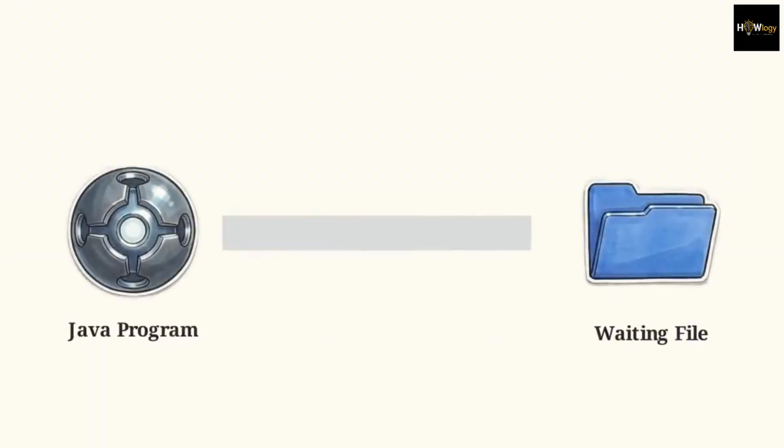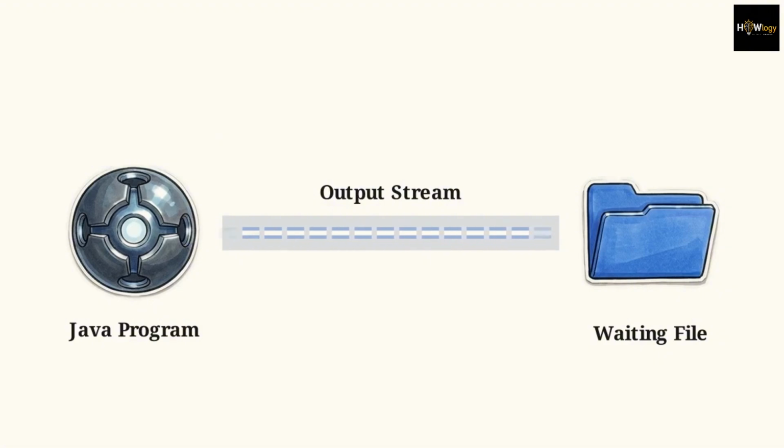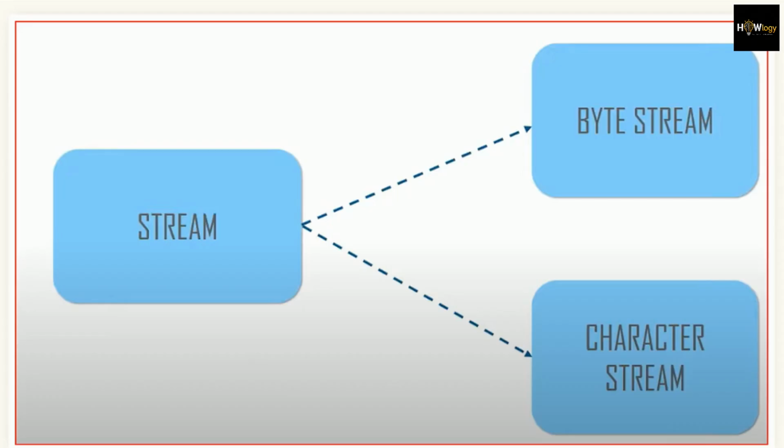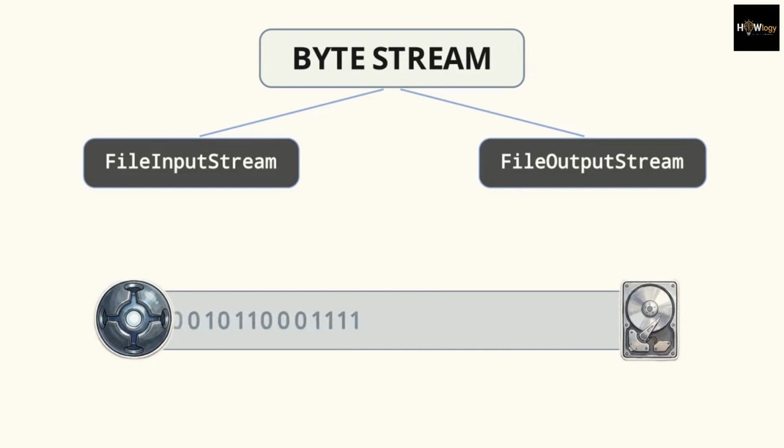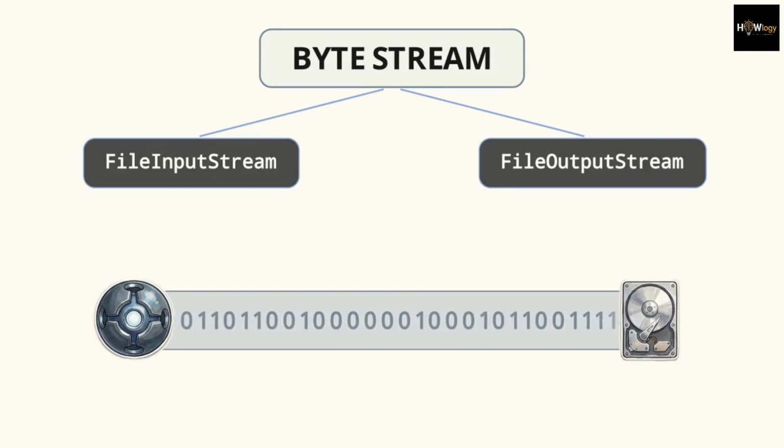To move the data, we open a stream. A stream is a continuous flow of information moving from the program into that waiting file. This diagram shows how Java organizes that flow. It splits streams into two distinct categories, depending on the payload being transported. The first path uses Byte Streams. Relying on classes like FileInputStream and FileOutputStream, this pipeline handles data in its rawest 8-bit form.